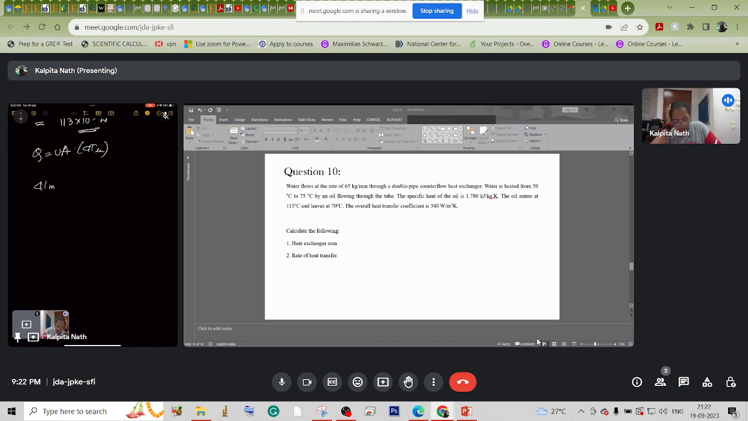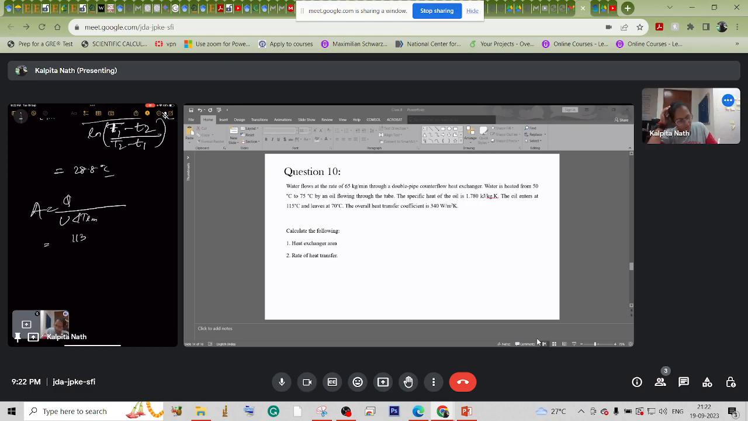So, delta T log mean temperature difference is equal to T1 minus T2 minus (T2 minus T1) upon ln of T1 minus T2 upon T2 minus T1. This is 28.8. So area will be Q upon U delta T log mean temperature difference.